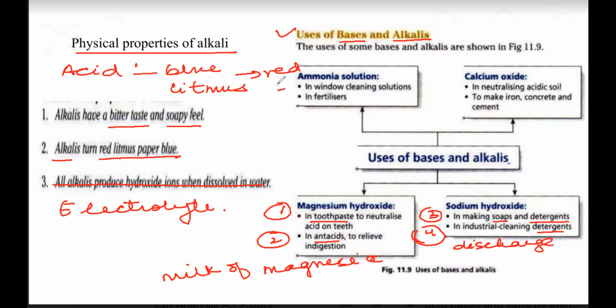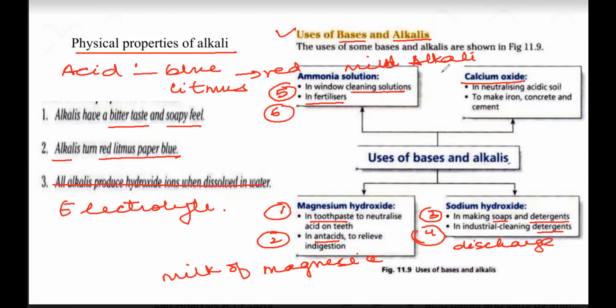Then we have use number five. Aqueous ammonia is again used as a cleaning solution. It's a weak alkali, so you're using a mild alkali for window cleaning, etc. And it is also used for making fertilizer. That is a very important use. We'll be talking about this fertilizer making in another chapter known as the Haber process.